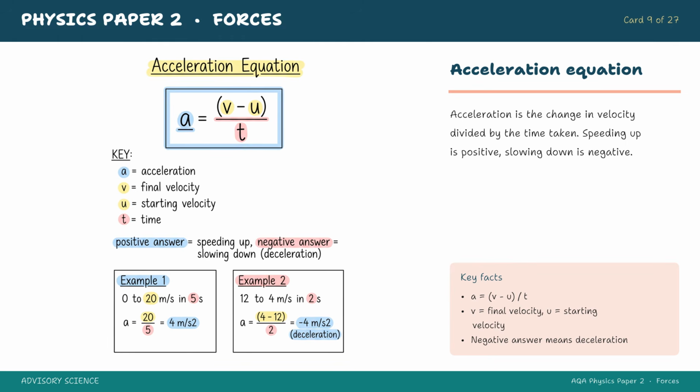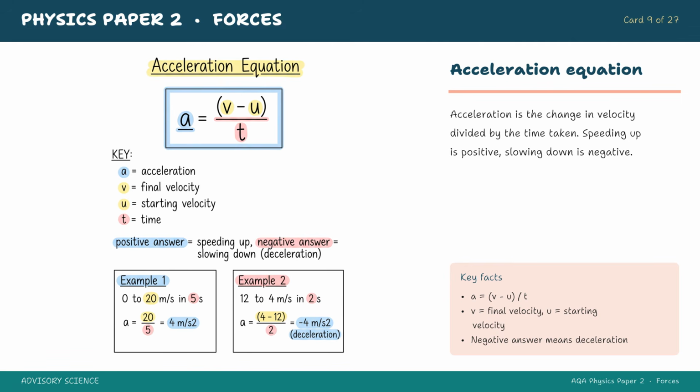u equals 0 meters per second. v equals 20 meters per second. t equals 5 seconds, and a is what we're finding out. Now substitute the values into the equation. Acceleration equals 20 minus 0 divided by 5. 20 divided by 5 equals 4. So the acceleration is 4, and don't forget the units, meters per second squared.